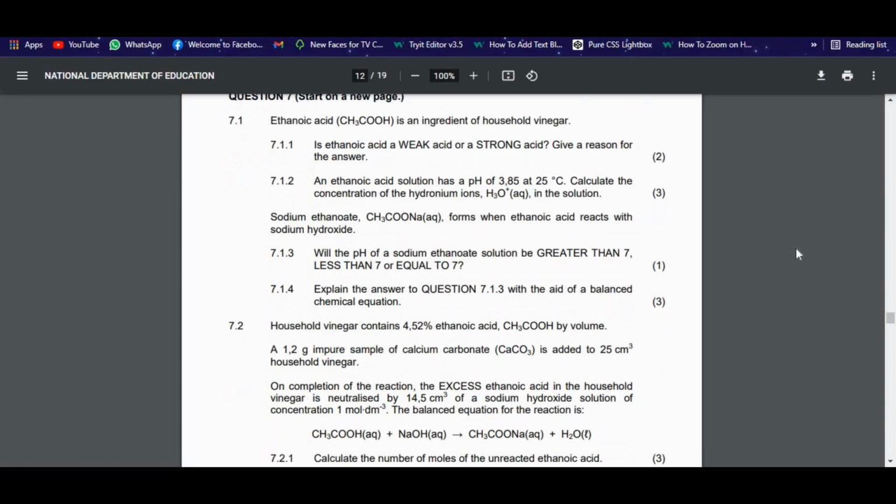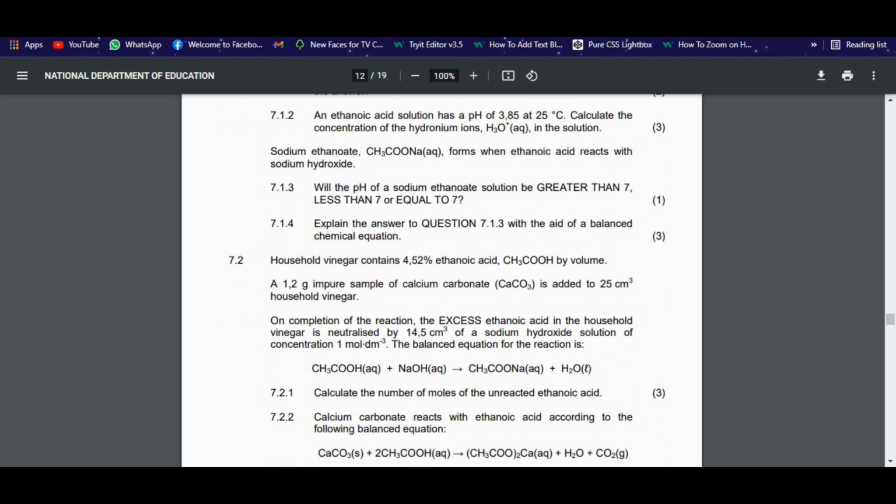Awesome. Okay, now they say sodium ethanoate, CH3COONa in aqueous, forms when ethanoic acid reacts with sodium hydroxide. 7.1.3, will the pH of sodium ethanoate solution be greater than 7, or will it be less than 7 or equal to 7? Okay, now let's have a look here. 7.1.4 says give the reason.